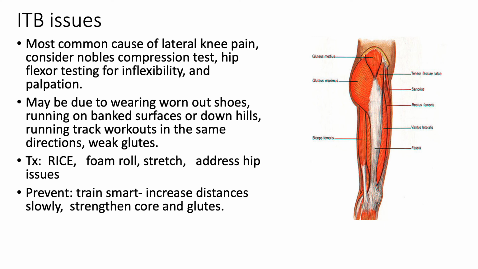Also to assess their running patterns, whether they run on the same side of the road, down and back, or if they're on a track workout going the same way consistently. And also to look at some of their core strength to see if they need to strengthen their glutes. Treatment is going to be foam roll, stretch, ice, and address any of those hip issues that they might have.